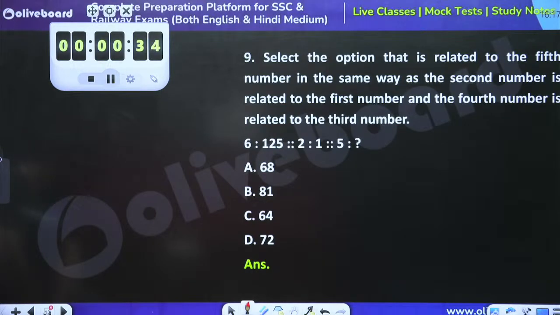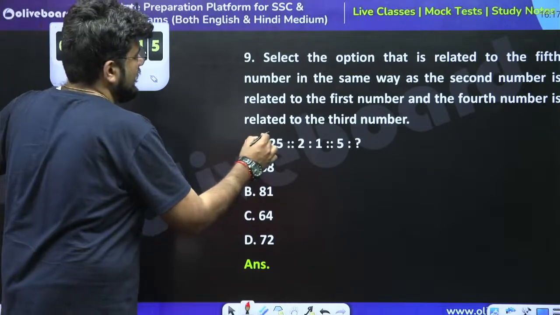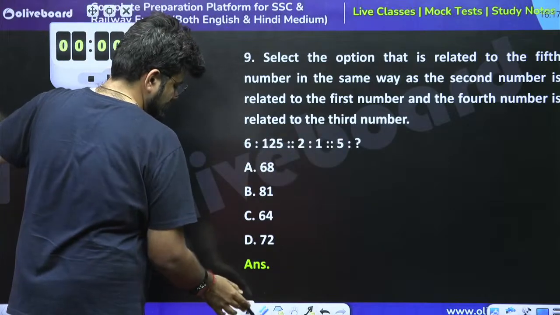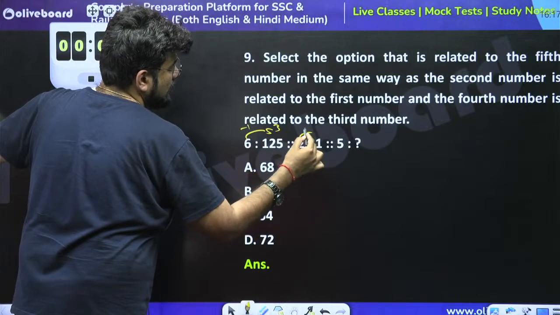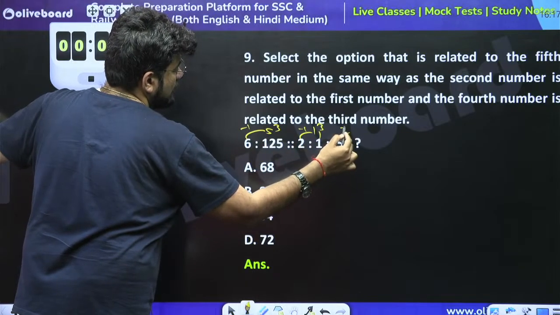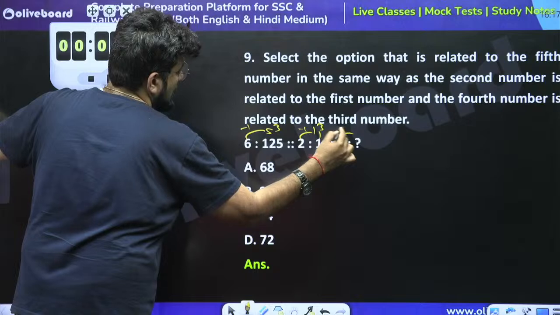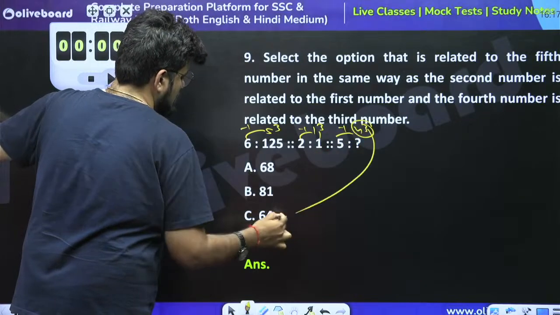Easy again. Good, very good. Easy. So we have 6, we have 125. So this is 5 cube. So 6 minus 1, 5 cube. 2 minus 1, 1 cube. So 5 minus 1, 4 cube is 64.